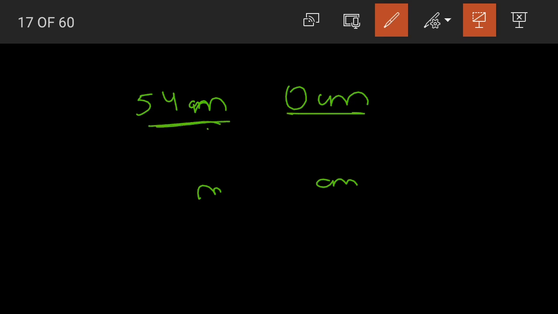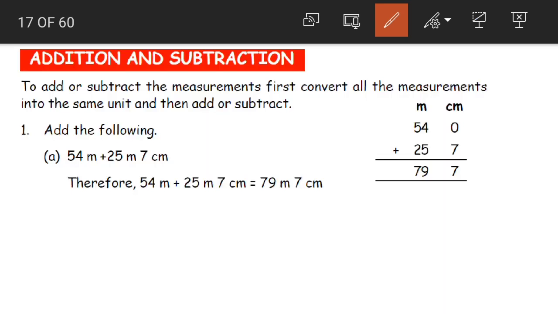Yes children, see we have only 54 meters. But the other term has meters and centimeters as well. So for 54 meters, in centimeters what will we write? We'll write 0 centimeters. Why are we writing 0 centimeters? Because here it has only meters. It has nothing in centimeters. How do we represent nothing in numbers? We use 0. 0 means nothing. When we have no centimeters, we use the number 0. So that is our first step. What is the first step children? Convert the measurements into the same unit.